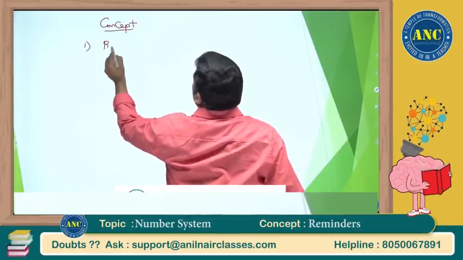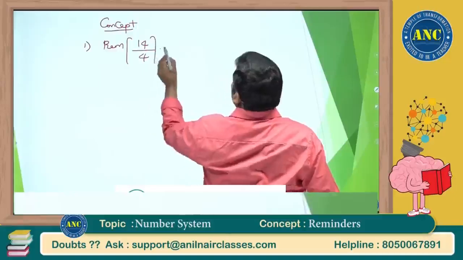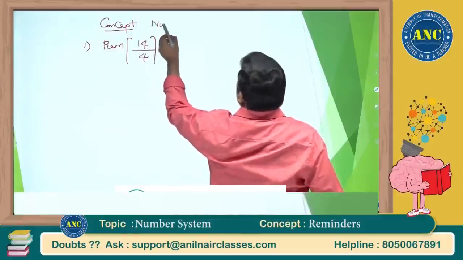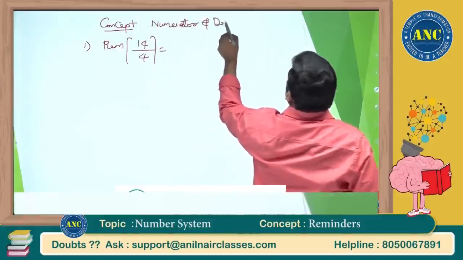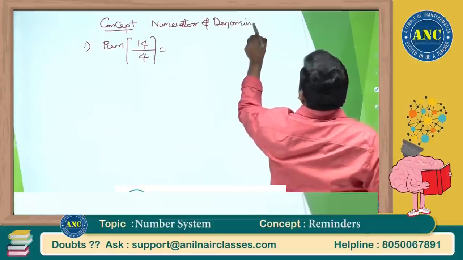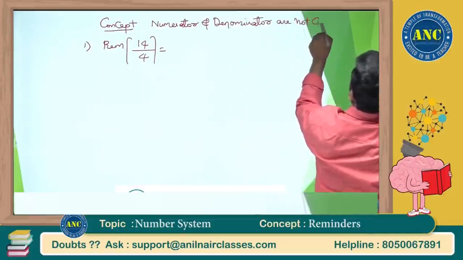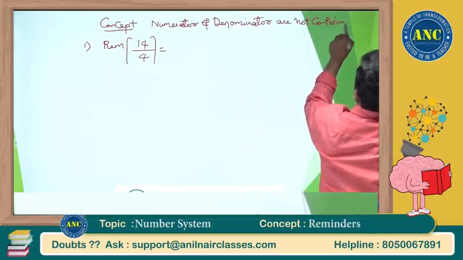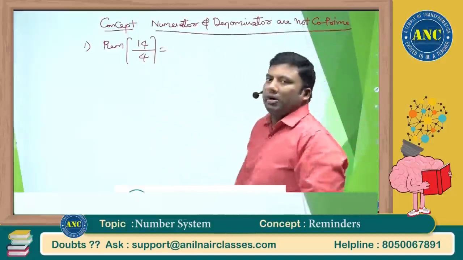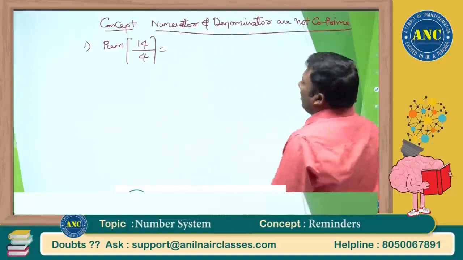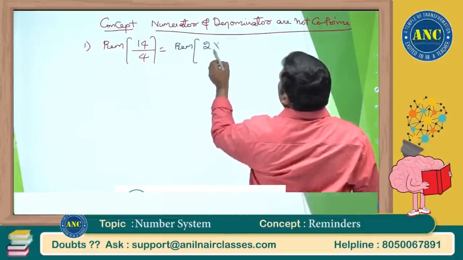Suppose the first question is the remainder of 14 divided by 4. Here the numerator and denominator are not co-prime. We are going to discuss a case where the numerator and denominator are not co-prime. There will be 5 to 6 examples, and it should be extremely clear to you.